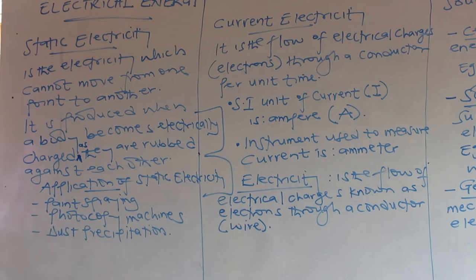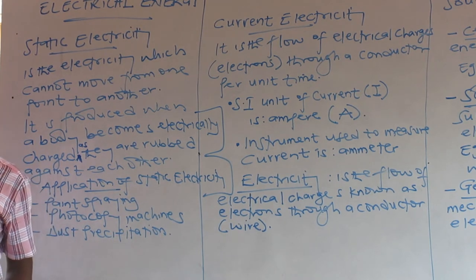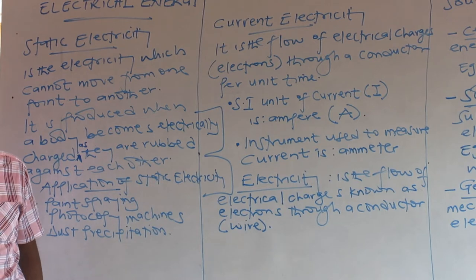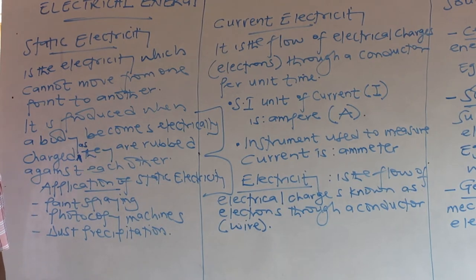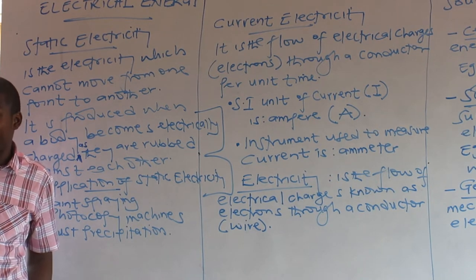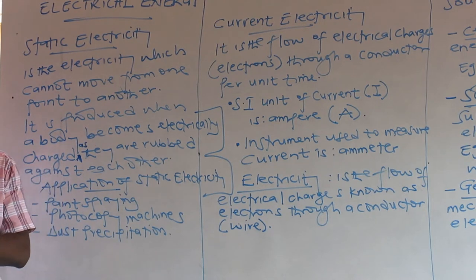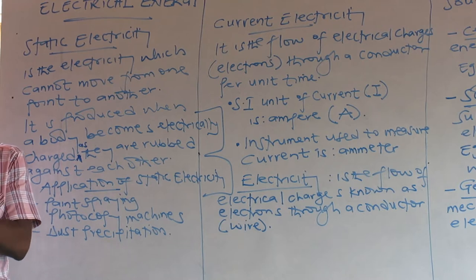Photocopy machines, yes. When you put the book there, there's a drum, and there's a laser, the light, which passes over the book in the drum. So it scans that image there. Now, it makes the surface electrically charged. So the toner, or the ink powder, or whatever you are using, is also of another charge. So they just get attracted.